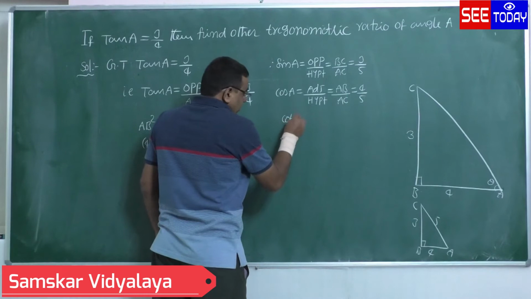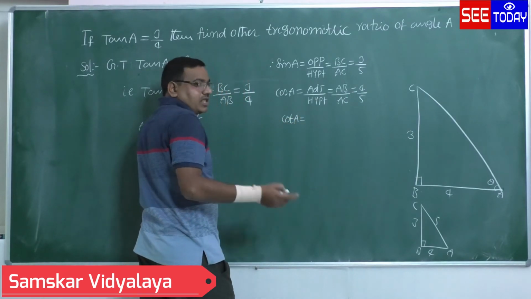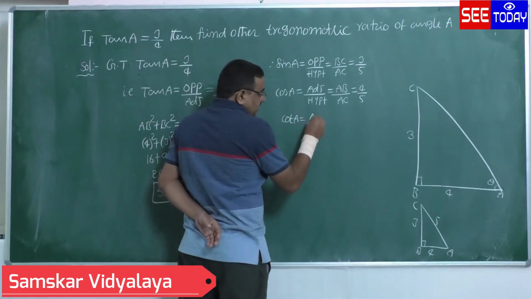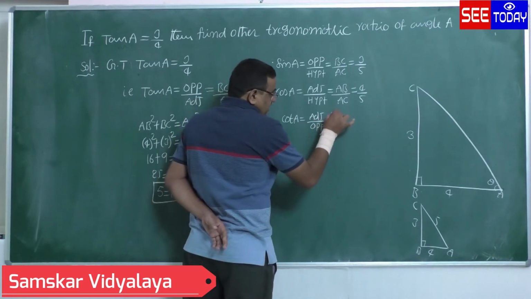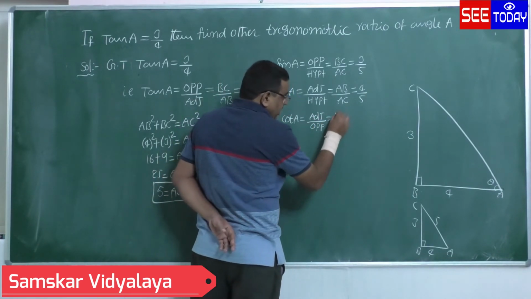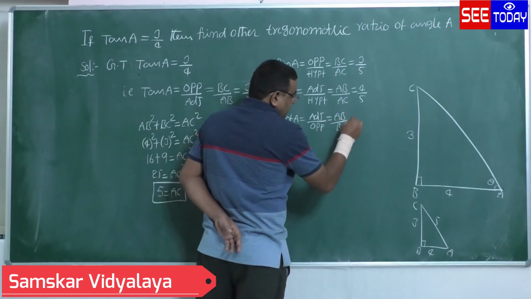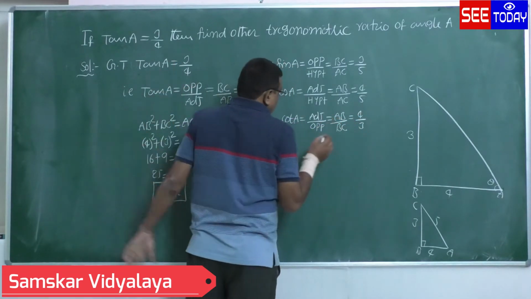Cot A. Cot A is equal to, better to write, reciprocal of tan theta. Otherwise, if you want to follow this method, you can do here adjacent side by opposite side. Adjacent side is AB, opposite is BC. That is 4 by 3. That is the opposite of this one.